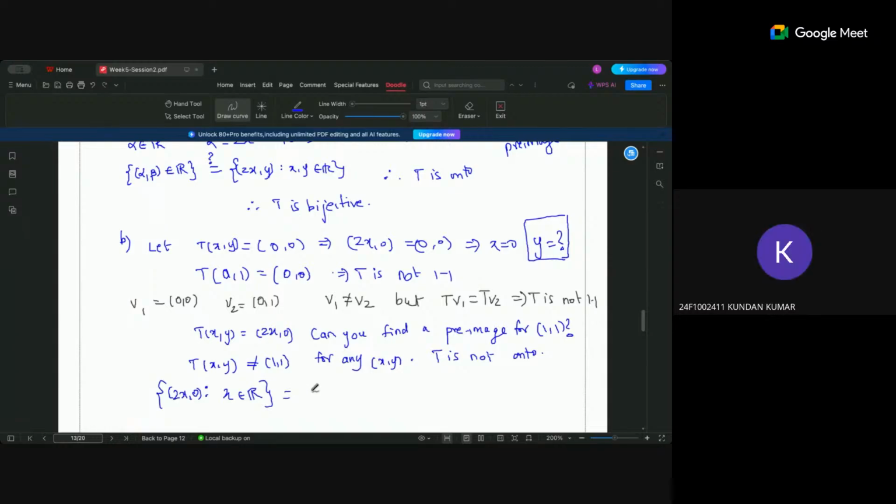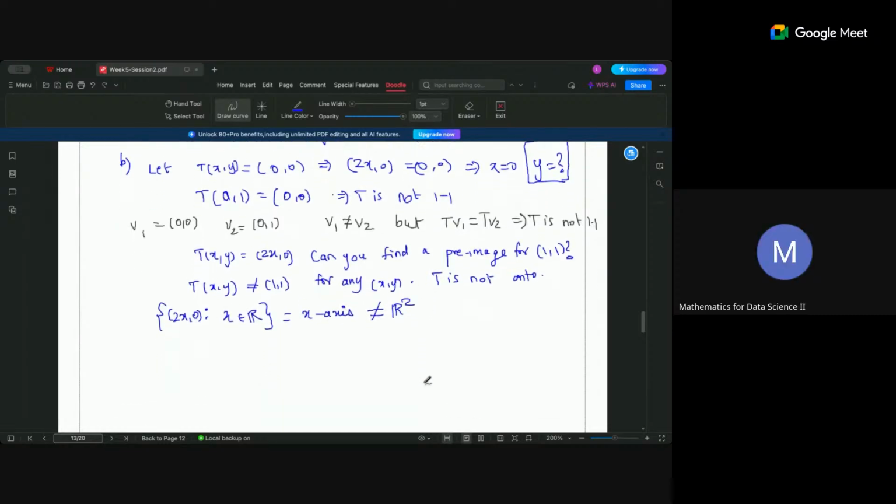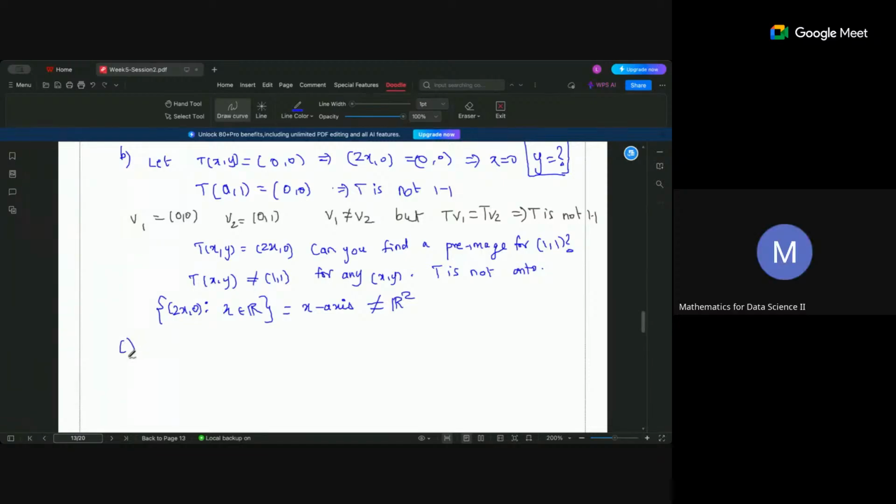The x-axis. It is simply the x-axis. It is not equal to R2. Only if this set is equal to R2, you know that it is onto.